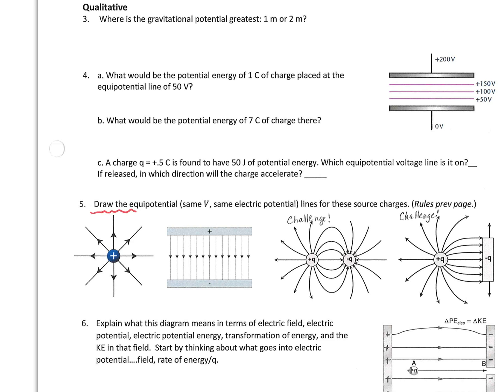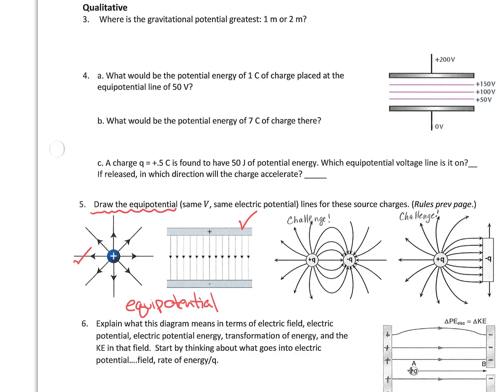Draw the equipotential, the places where the voltage is the same in these fields. You should have experience with plates, and with charges, but then what about when there's combined ones? One of the rules you might remember from lab is that the equipotential lines, and by the way, equipotential is just a fancy word for same voltage, same potential having to do with voltage, are perpendicular to the E fields.